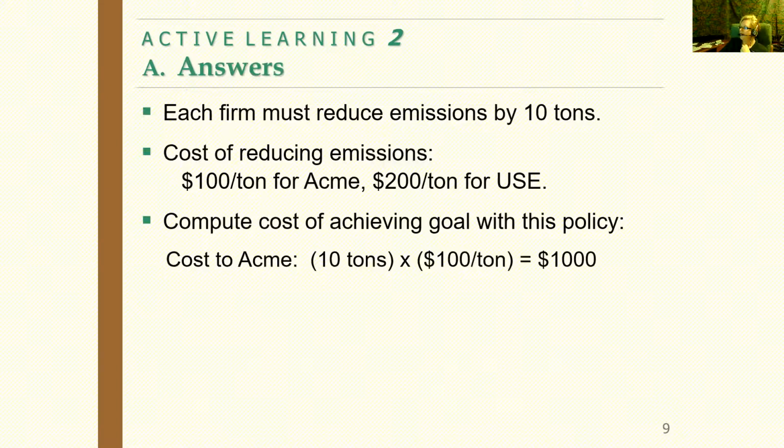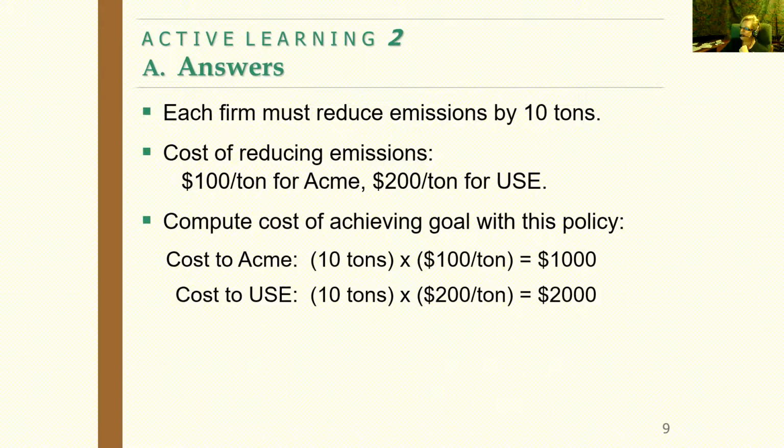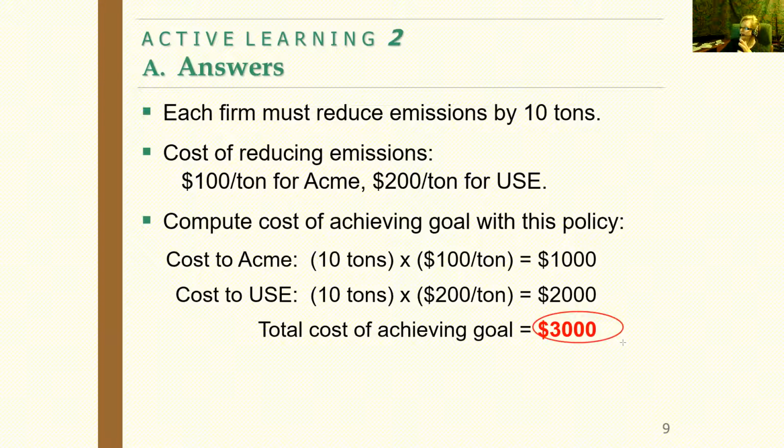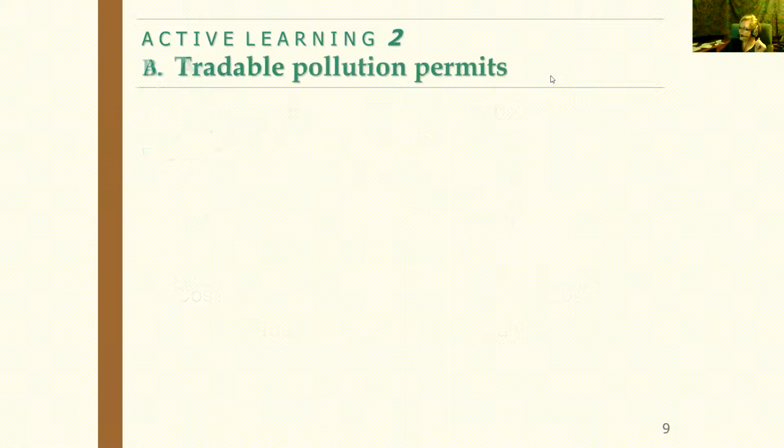Okay, so here we go. $1,000 for Acme, $2,000 for US Electric. Total cost of achieving the goal is $3,000. So we have in fact reduced emissions by 25%. That was the command and control. But we've done it at a cost, and again, the cost to the industry as a whole is $3,000. Now again, that doesn't seem like much, but it might be jobs that we're talking about. So again, to put it into the context of the relationship between businesses and households.